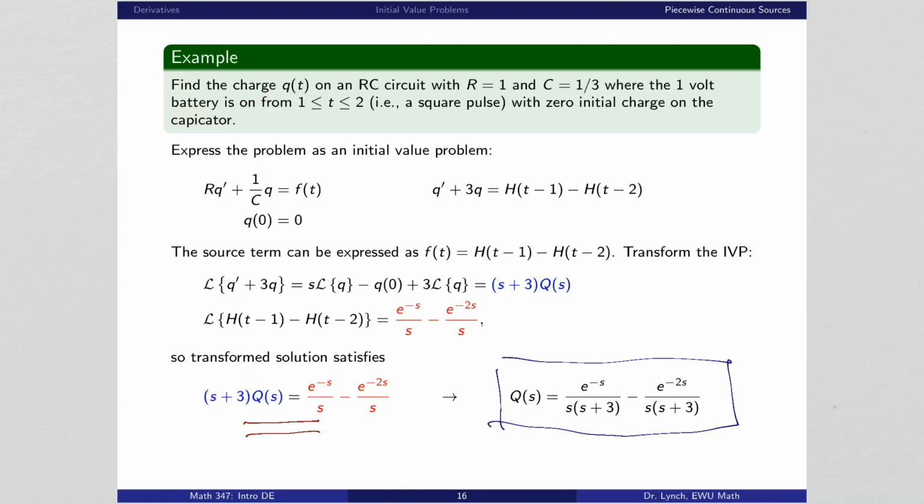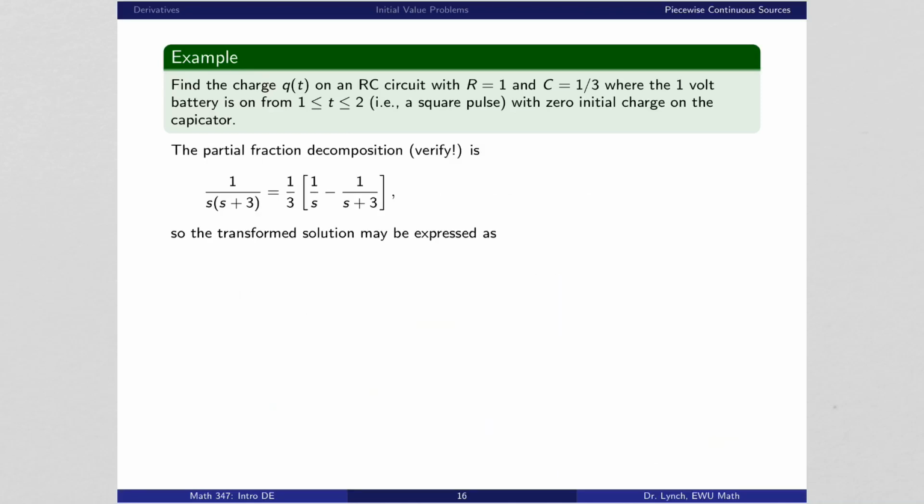Okay, so we can see that each term involves some function F of s times e to the minus s, and also F of s times e to the minus 2s. Okay, so once again, in this case, that F of s turns out to be 1 over the quantity s times s plus 3. Okay, so we know we're going to have to find the inverse transform of that to be able to use the switching property. Again, here e to the minus s and e to the minus 2s indicate switching properties.